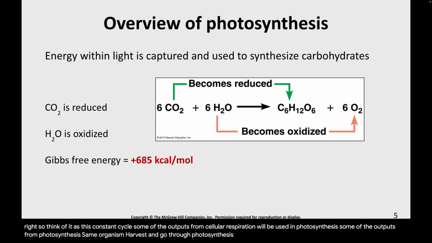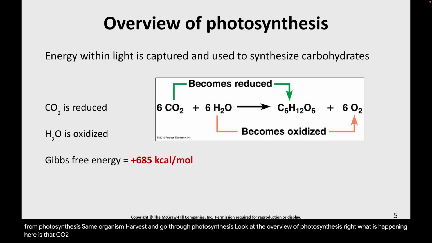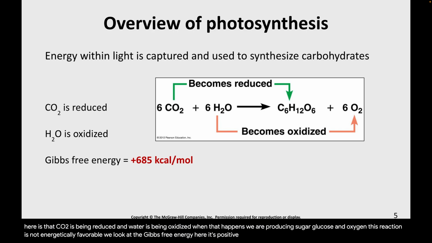We take a look at the overview of photosynthesis, right? What is happening here is that CO2 is being reduced and water is being oxidized. When that happens, we are producing sugar, glucose, and oxygen. This reaction is not energetically favorable. If we look at the Gibbs free energy here, it's positive 685. So this reaction does not happen spontaneously.